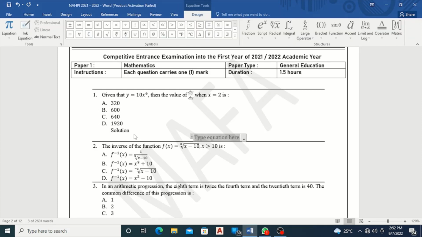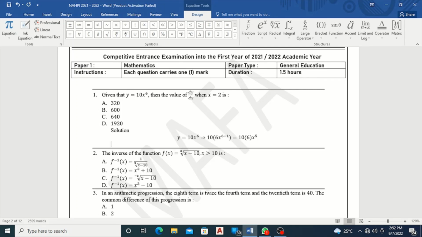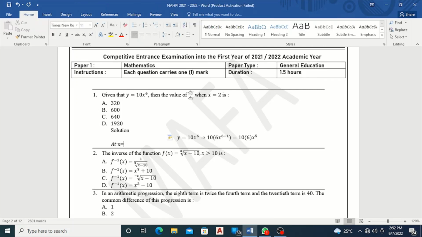Now we need to look for dy dx given that y is equal to 10x raised to the power 6. So to differentiate, you have your 10, which is a constant. You drop the power, you take the variable to the power 6 minus 1. Doing that, you get 10 times 6 times x raised to the power 5. Now at x equal to 2, what do we have?